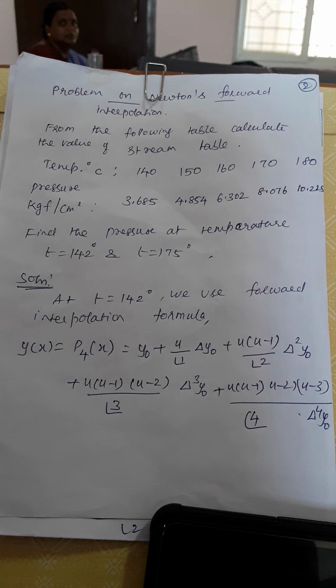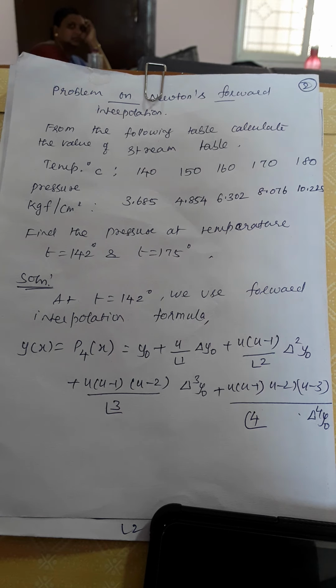Now we can explain a problem on Newton's forward interpolation. The problem is, from the following table, calculate the value of steam table. The temperature and the pressure are given in the table. The temperature is defined from 140 to 180 taking steps of 10 degrees Celsius. Pressure is given as decimal values. We have to find the pressure at the particular temperatures 142 degrees and 175 degrees.